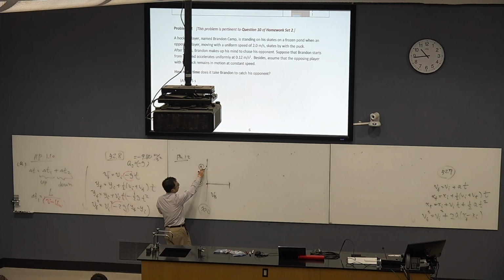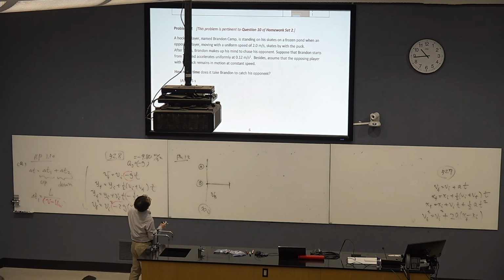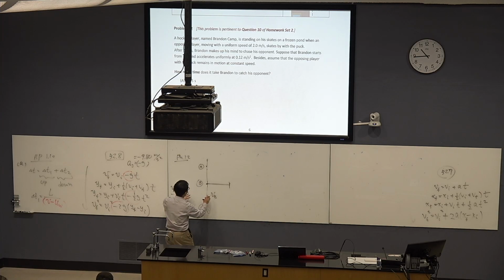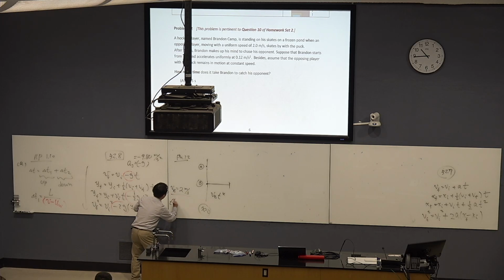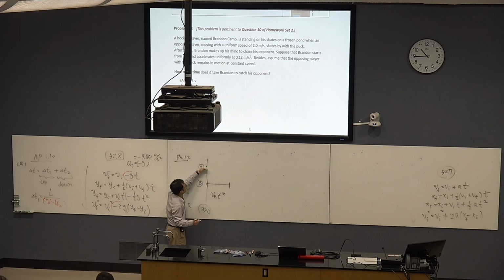Afterwards, Brendan didn't move, but the opponent keeps traveling with a constant speed. Is that known? Yes, the constant speed is known. So VB equals 2 meters per second, which is known for this problem. The person travels for 2 seconds, let's call it T star. T star means 2 seconds. So the person continues to travel for 2 seconds, and then Brendan starts to move.